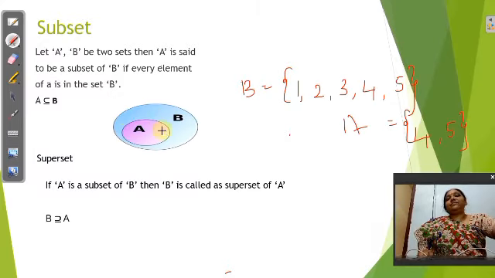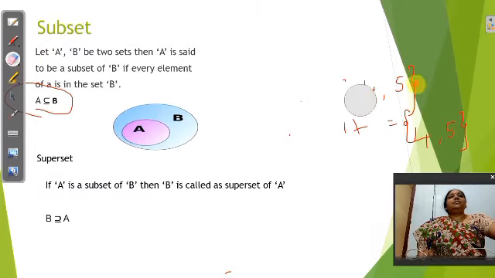Here if we see the Venn diagram, the whole set A lies in B. So this is denoted by A is a subset of B. Symbolically we denote this as A is a subset of B. Okay, this is the definition of subset.